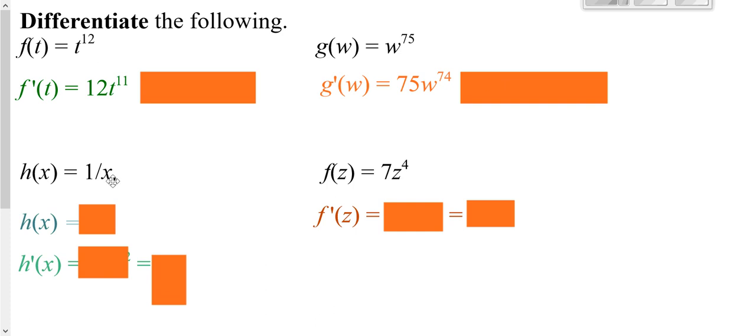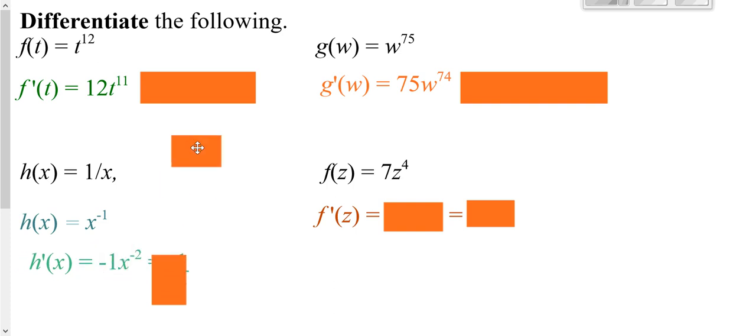This one here, your variable's in the bottom, so before you can do power rule, you have to write it as a negative exponent because your power rule only works as it's x to a power. Then you put your exponent in front, decrease your exponent by 1, and then you could write it back as a fraction again, dealing with that negative exponent, moving it down to the bottom.